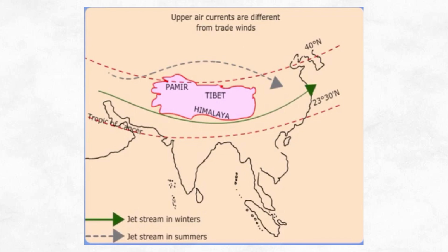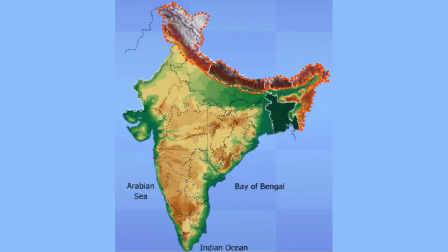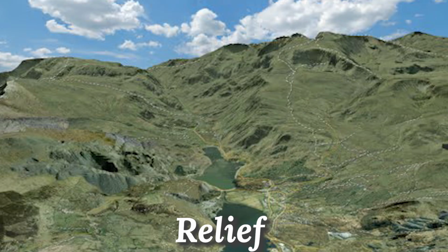The Himalayas. The Himalayas act as a climate barrier on our northern boundary. They do not allow the monsoon winds to leave the region, nor do they allow the cold polar winds blowing over the north to enter the Indian subcontinent.